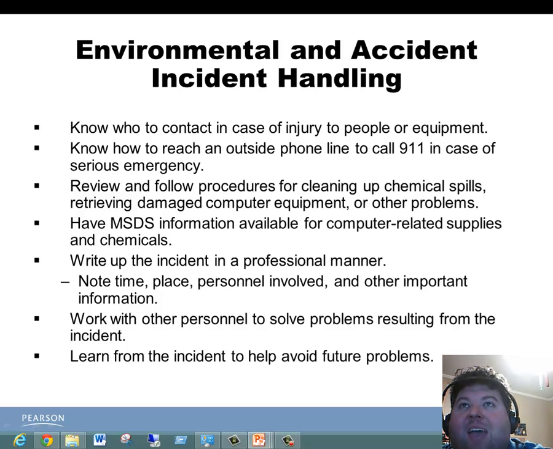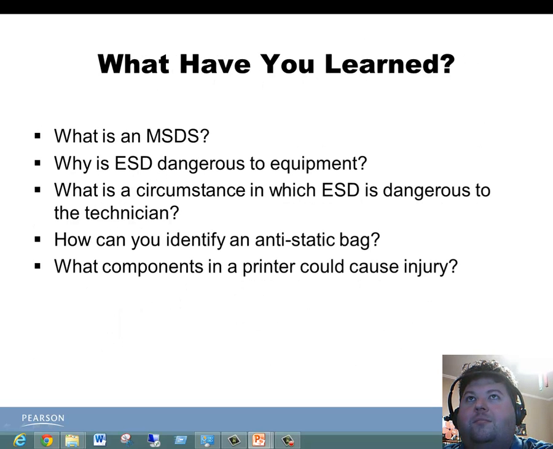Review the procedures for cleaning up chemical spills. Have the MSDS information available for the computer-related supplies. And write up the incident in a professional manner. You're going to need to note the time, the place, who was involved, and any other important information. This becomes especially important if it's an after-hours event because you may end up going to court over this, so you need to make sure you've got everything in order and you've documented everything properly. And work with any other personnel to solve problems resulting. Finally, learn from that incident and try to avoid any future problems.